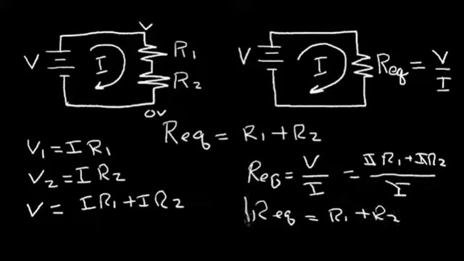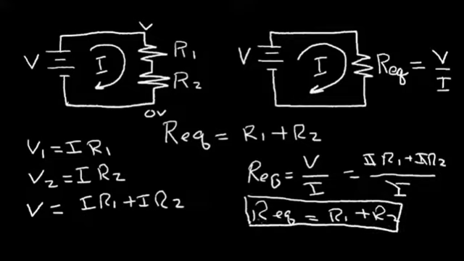So we've used Ohm's law, and we show that the equivalent series resistance is just the sum of the resistors. So in a series circuit, the equivalent resistor will always be bigger. It'll be bigger than any of the resistors in the series circuit.